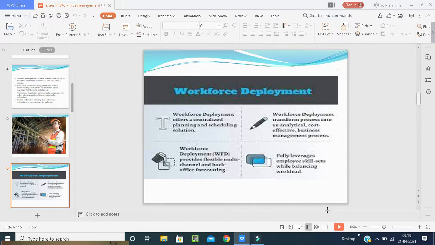See here what is happening. Actually, we should know that workforce deployment is taking place on what basis? On the basis of the issues of workforce management.